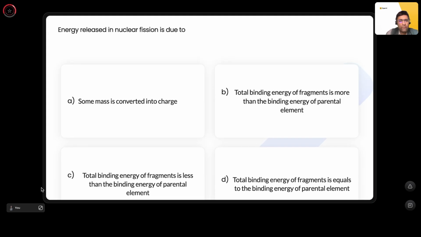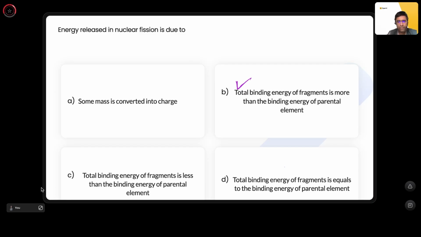Energy released in the nuclear fission is due to the heavy nuclei getting split into fragments. The fragments will have the higher binding energy per nucleon. We discussed in one of the previous questions as well. Therefore, the total binding energy of the fragments is more than that of the parent nuclei, and this excess binding energy we get in the form of kinetic energy. All right. So, the binding energy of the fragments is more than the binding energy of the parent element.